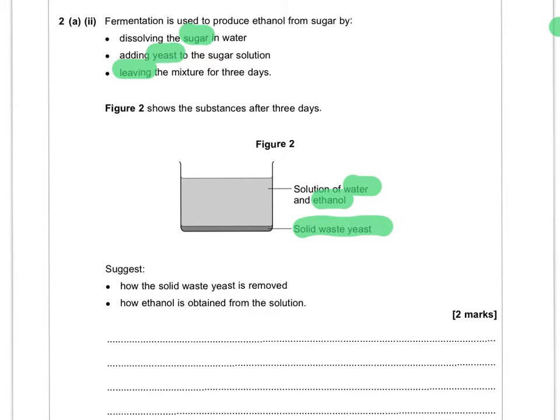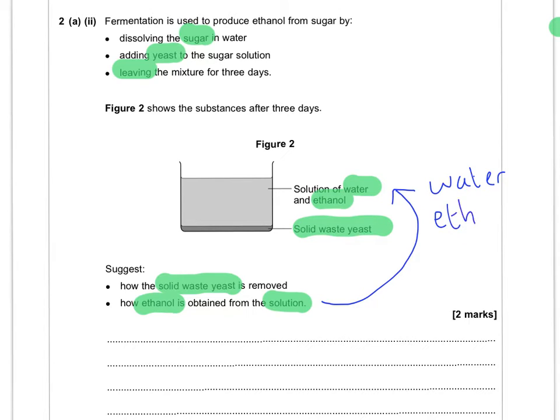Okay, so right now it wants us to suggest how the solid waste yeast is removed, and how ethanol is obtained from the solution. And that solution, remember, contains water and ethanol. Now we've got a problem here because water is colourless, ethanol is colourless. They're both liquids. So therefore we need to think of a method that's going to separate them by something else. And they have different boiling points.